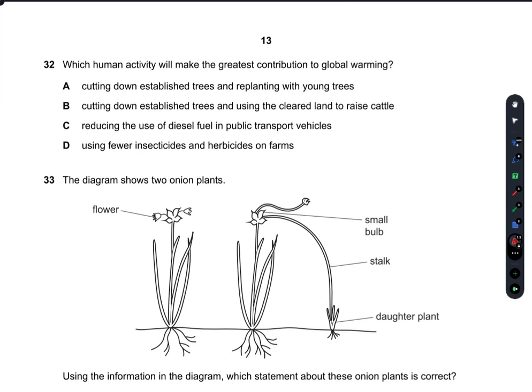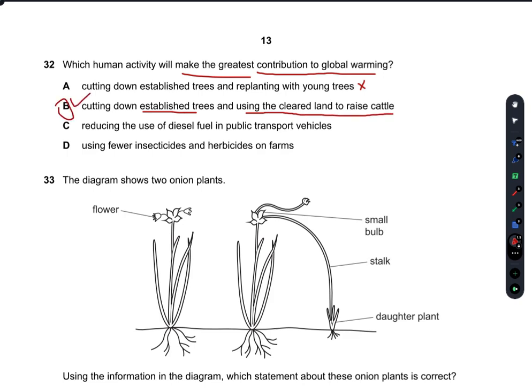Which human activity will make the greatest contribution to global warming? Cutting down established trees and replanting with young trees. No, this will contribute to some extent, but not largely. Cutting down established trees and using the cleared land to raise cattle. Yes, this can be a significant reason.